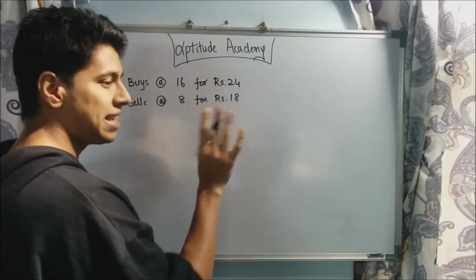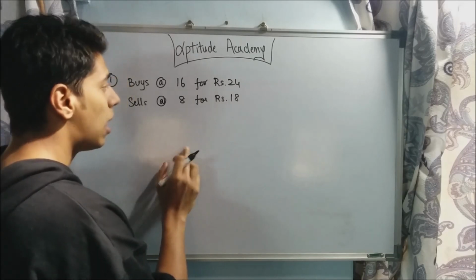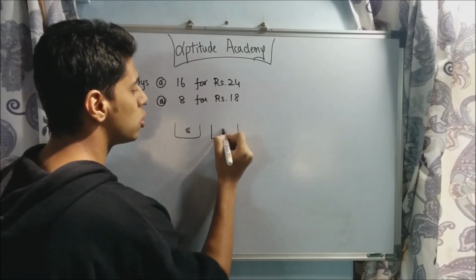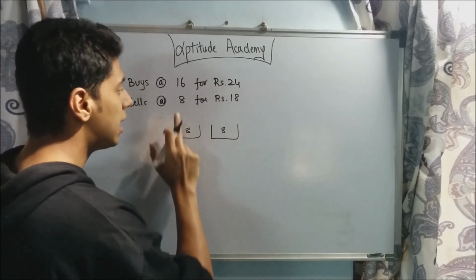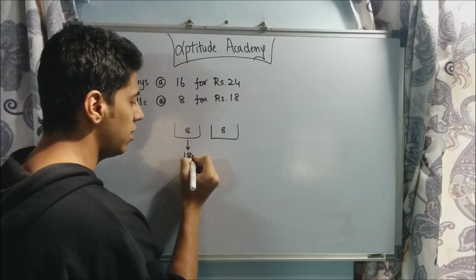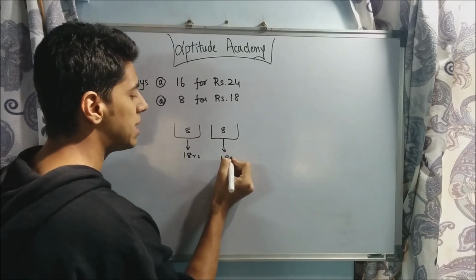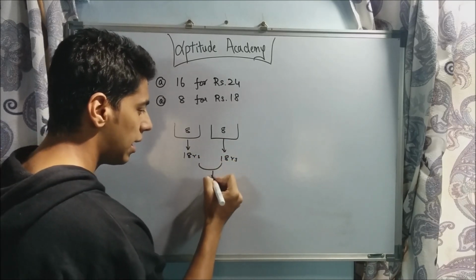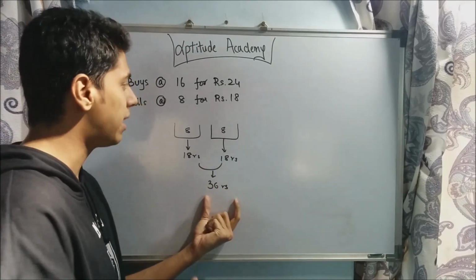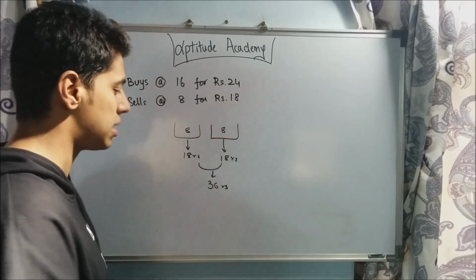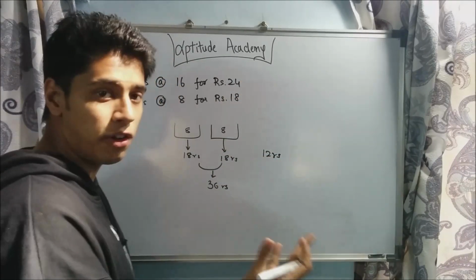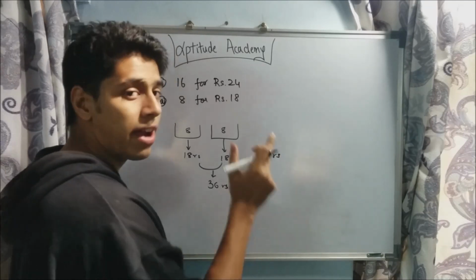Alright, now let's say he buys 16 mangoes for 24 rupees. Now, when he's selling them, he needs to make baskets of 8, right? So he gets 2 baskets since he's bought 16 fruit. He sells them for rupees 18 each. So now, when this gets sold, he gets rupees 18, and when this gets sold, he gets rupees 18. So altogether, he'll have 36 rupees, right? This is the end money that he gets, and he's invested rupees 24 in this business. So the difference will be 12 rupees.